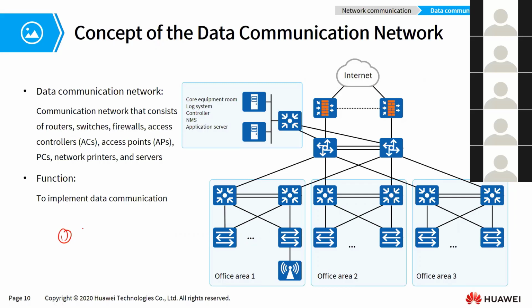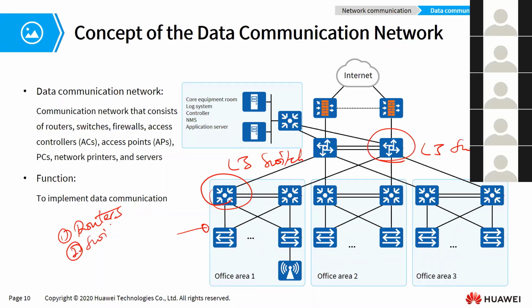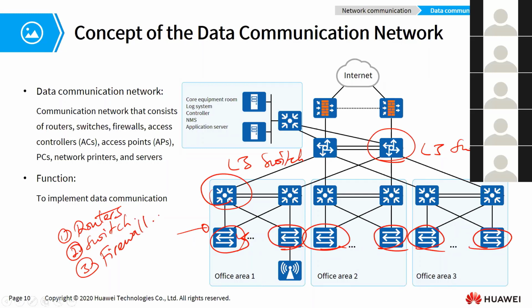It has the devices we call routers. Now, in this particular diagram, there is no explicit router, but this is a layer 3 switch which performs the function of a router. This is also a layer 3 switch. Number 2 is a switch. Number 3 is a firewall. Now, this one is a security device.